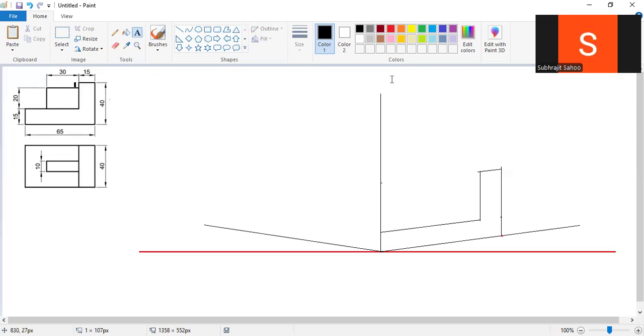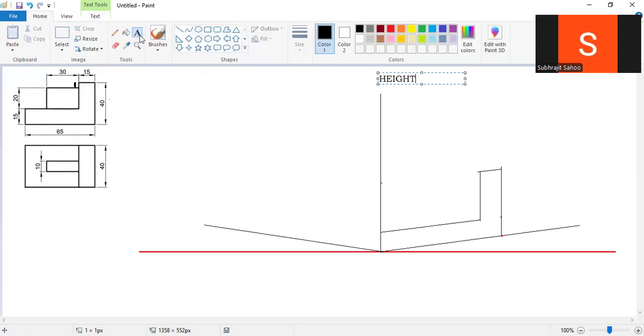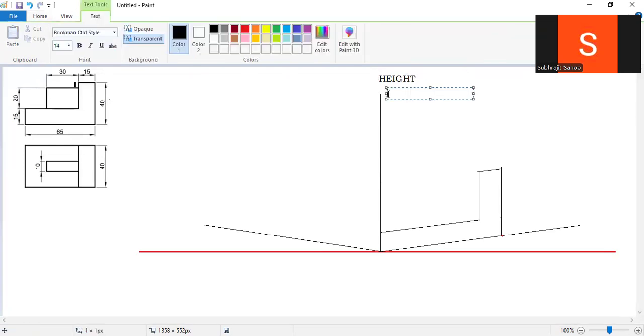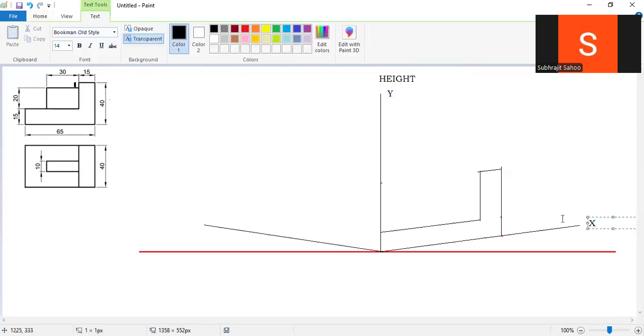So here always remember height will come in this axis. Also naming you have to give, right? I forgot to give the name. This is the y-axis. This one is the x-axis, and this one is the z-axis. Right. Sir, in the y-axis height will come.